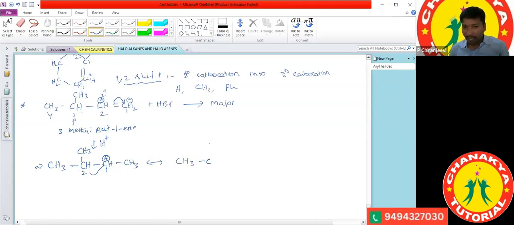CH3, bond C, bond CH3. The hydrogen shifts in the form of hydride, H minus. The H minus is going to be attached to the second carbon atom, and this carbon gets a positive charge. Now after the 1,2 shift, whatever carbocation is formed, is it secondary, tertiary, or primary?